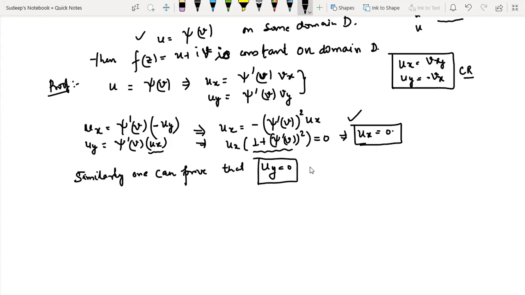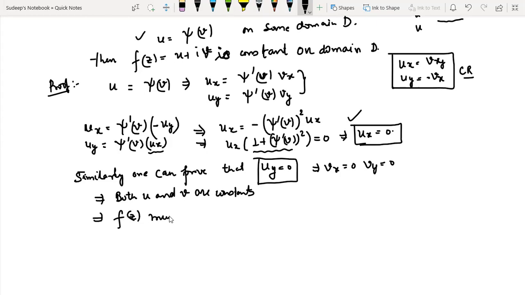So ux and uy are both 0. It implies that vx is equal to 0 and vy is also equal to 0. It implies that both u and v are constants. And if both u and v are constants, it implies that fz must be a constant function.